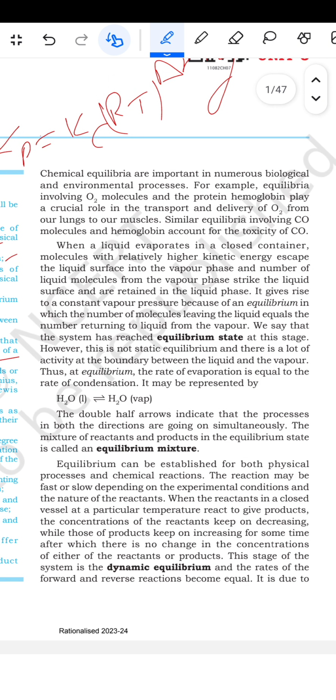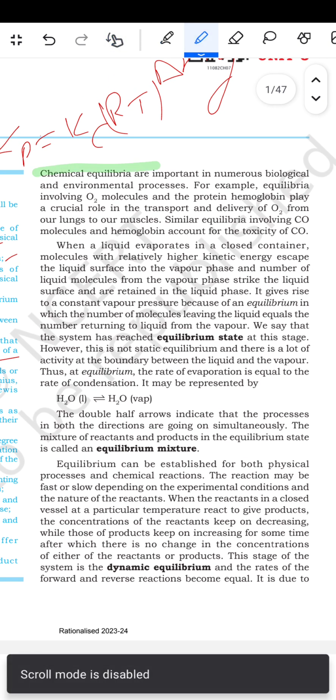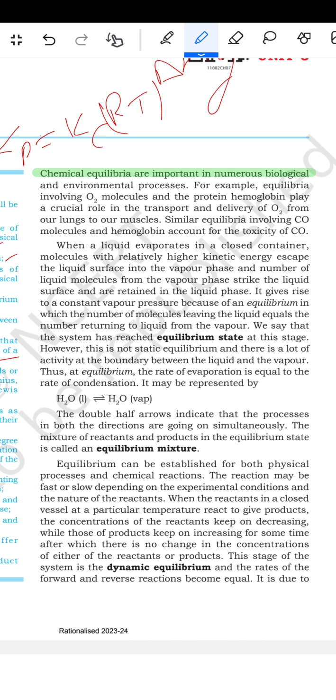तो एनसीईआरटी कहता है केमिकल इक्विलिब्रियम आर इम्पॉर्टेंट इन न्यूमरस बायोलॉजिकल एंड इन्वायरमेंटल प्रोसेसेज। फॉर एग्जांपल, equilibria involving the O2 molecules and the protein hemoglobin play a crucial role in the transport and the delivery of the O2 from our lungs to our muscles. Similar equilibria involving CO molecules and the hemoglobin account for the toxicity of the CO.